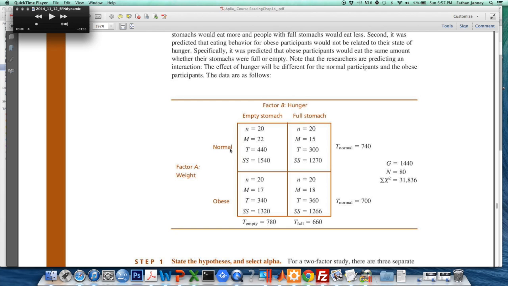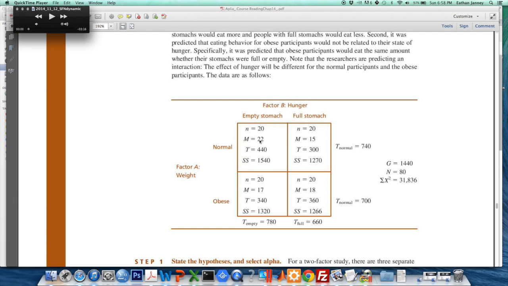But you also have normal people who have a full stomach. You have obese people who have an empty stomach, and you have obese people who have a full stomach. Now, the prediction that the researchers originally made was that people are going to generally eat more crackers if they have an empty stomach. However, the obese participants in the study are just going to eat a ton of crackers, basically what they're saying. So let's take a look at the data here.